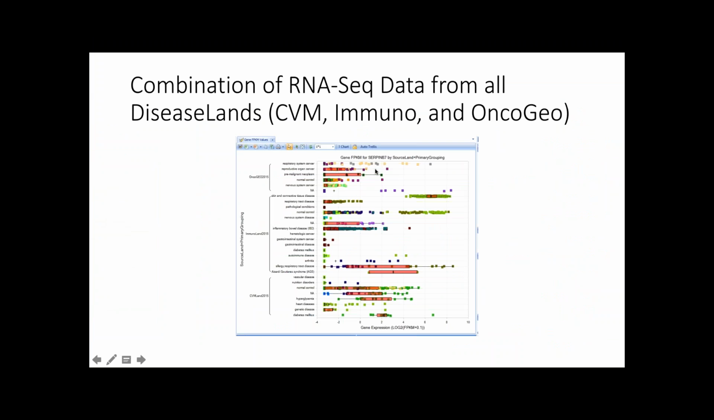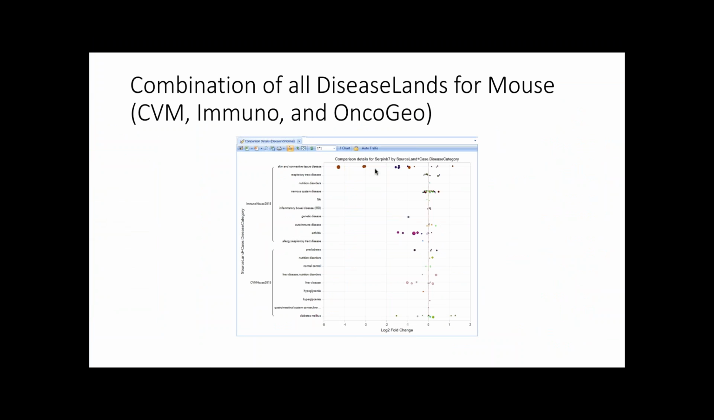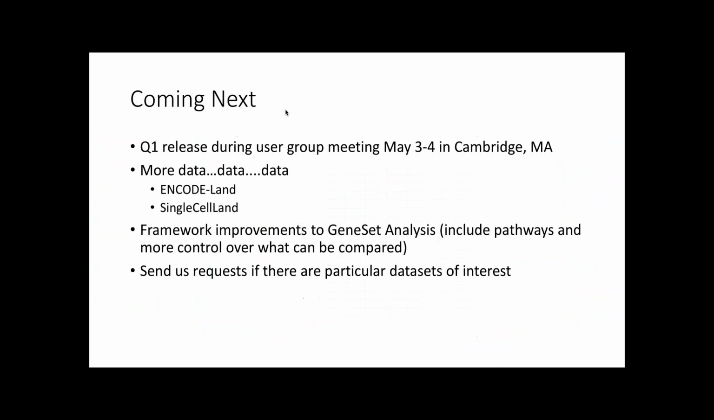So that brings us to about a half hour. The same searches can be done via mouse. Right now, mouse is actually just CVM and ImmunoLand. There's no oncology data for mouse yet.